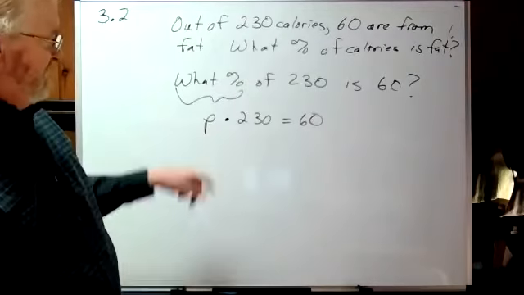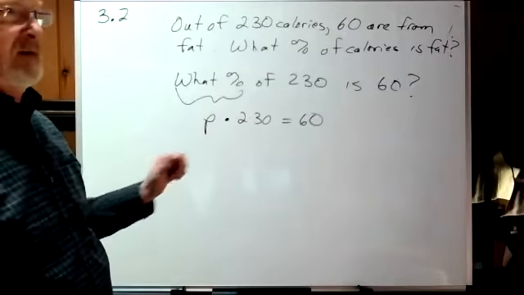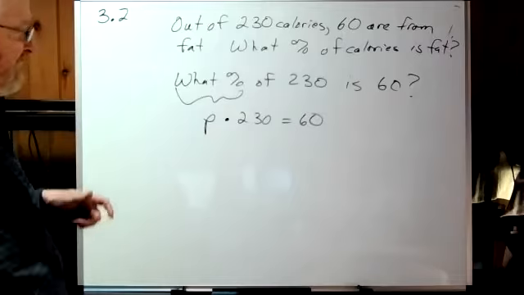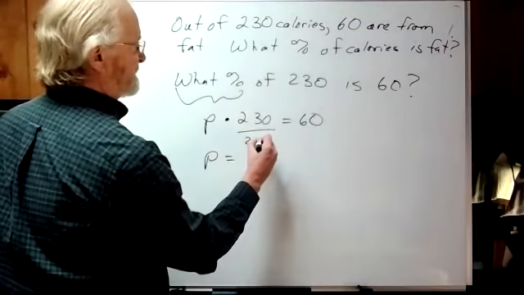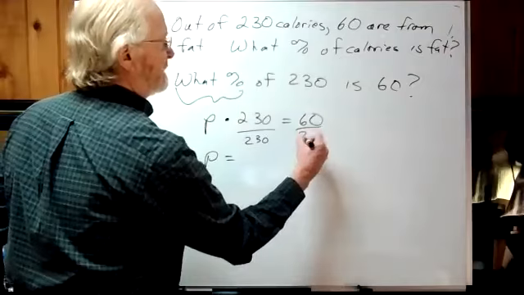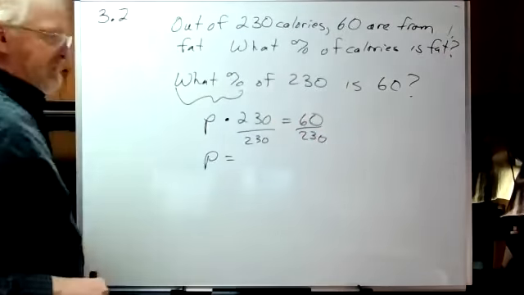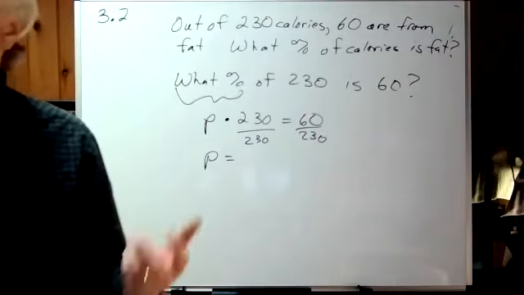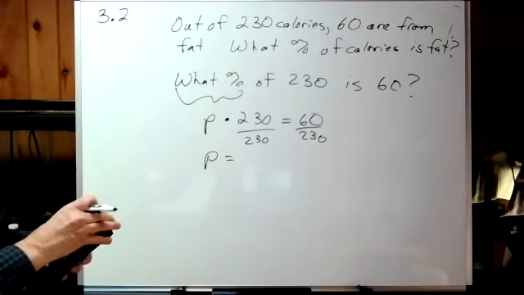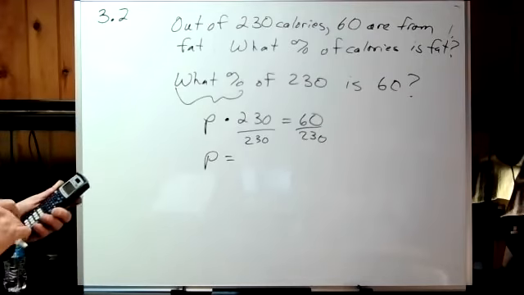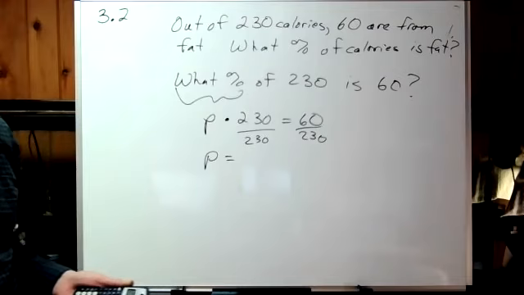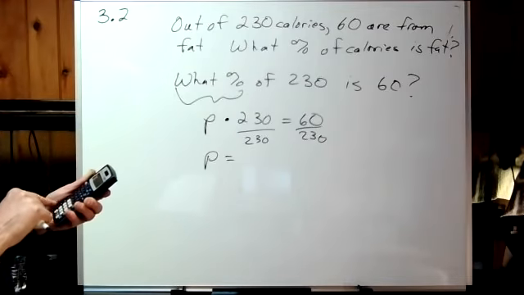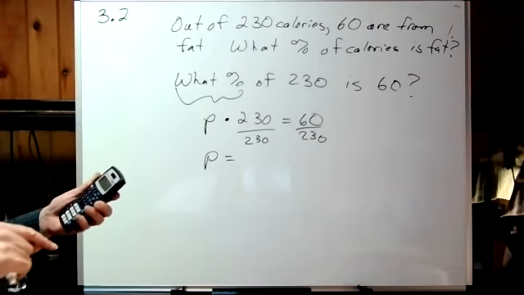230. Some percent of 230 is 60. Now, to solve, we want P alone, so I divide by that 230. We're going to get a decimal from that fraction. Fraction to decimal is just a division. 60 divided by 230 is how I convert a fraction to a decimal.